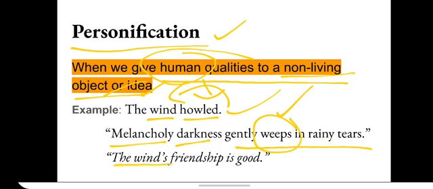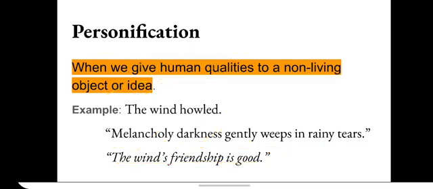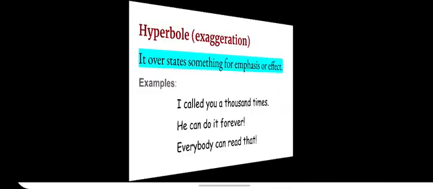The wind's friendship is good, from the poem Wind. Now friendship, do you really think that wind can become a friend of yours? No, right? Friendship is a quality of humans and animals, so we have given one of such qualities to a non-living object. So in this way we use personification in our day-to-day life.